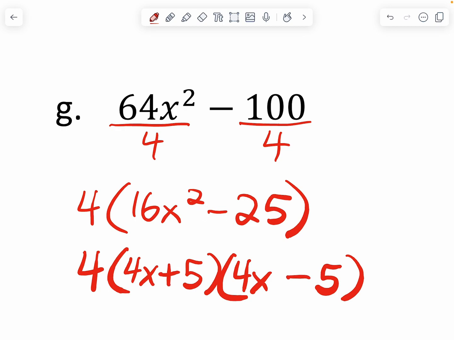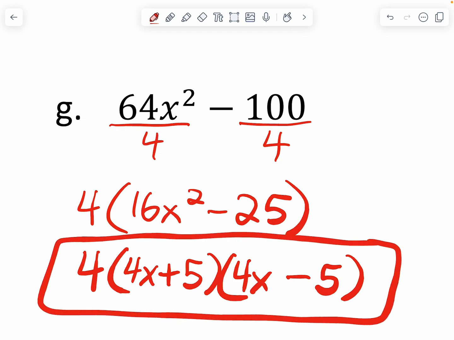And same thing as the last example, if I checked, the middle terms would cancel out. That's the reason that there are only two terms there. So there's my final answer. That is factored completely.